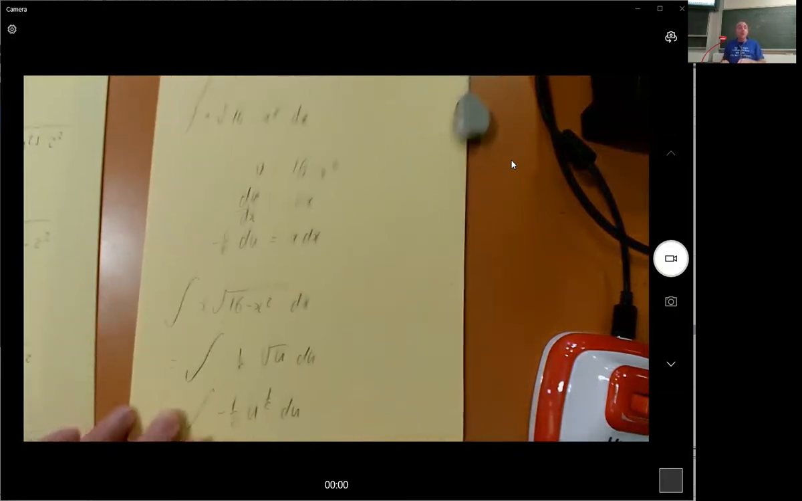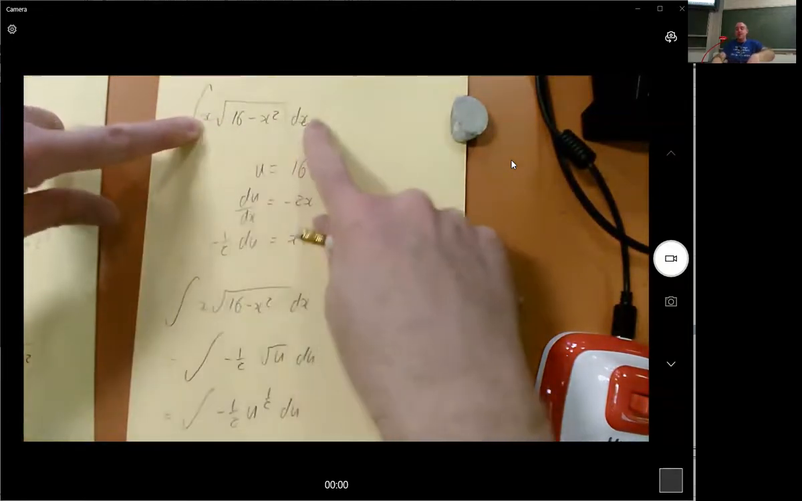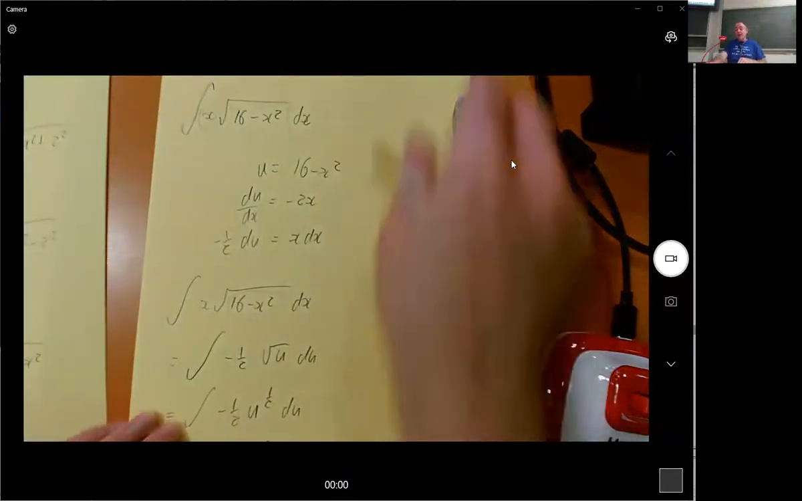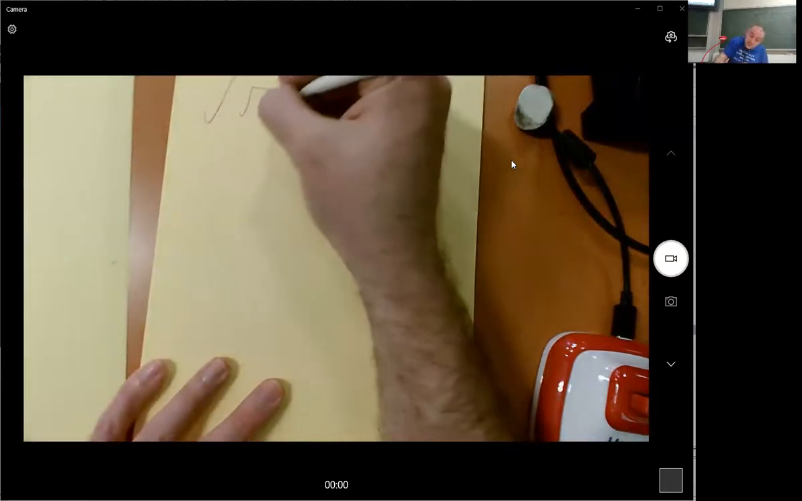That is an ordinary substitution, classic. And I knew I could do it because the x's out here, when they attach to the dx, reminded me of the derivative of the thing here. But if that x isn't there, we're not going to be able to do this move here. And so we would have to do something else.